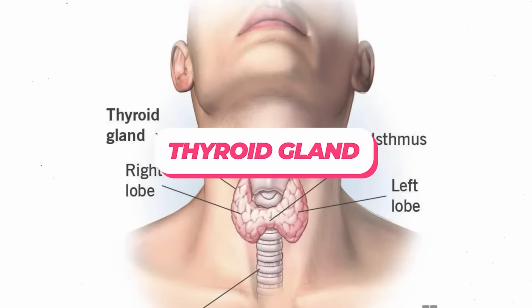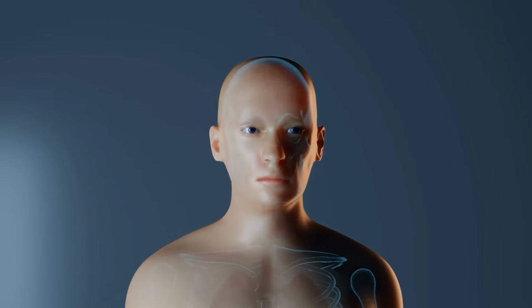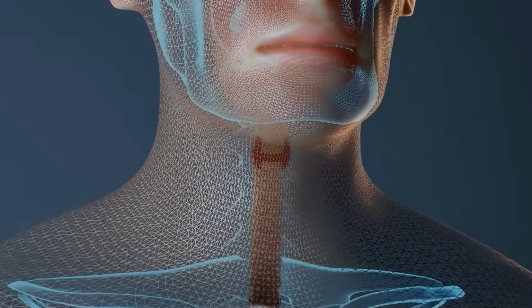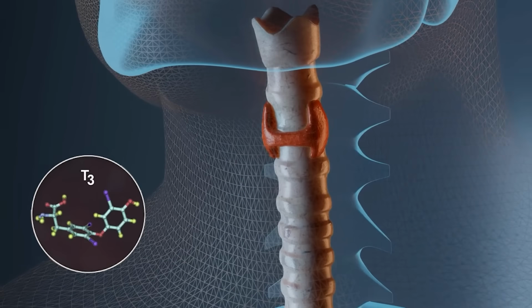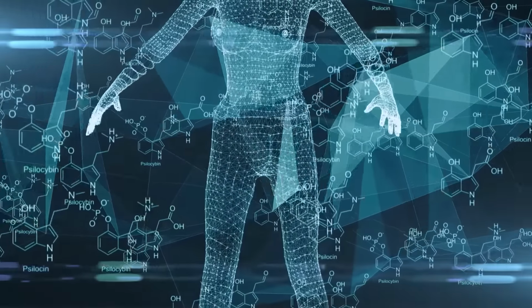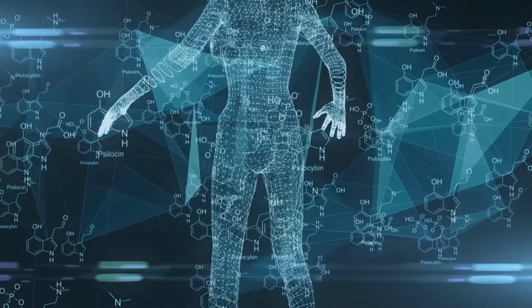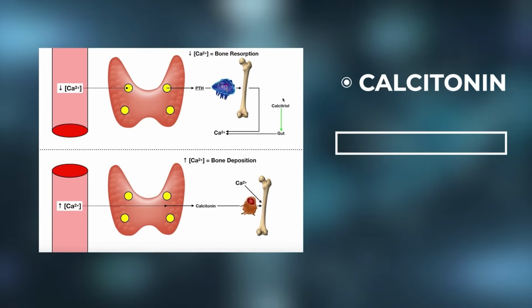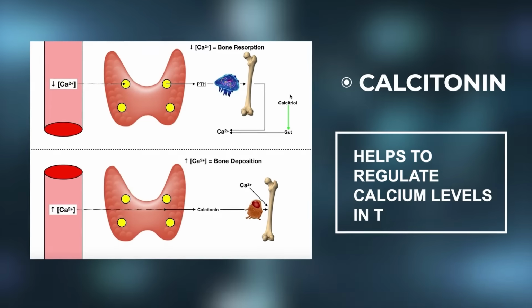Thyroid gland. The thyroid gland is located in the neck and produces hormones that regulate metabolism, including triiodothyronine (T3) and thyroxine (T4). These hormones help to control the body's energy use and heat production. The thyroid gland also produces calcitonin, which helps to regulate calcium levels in the blood.